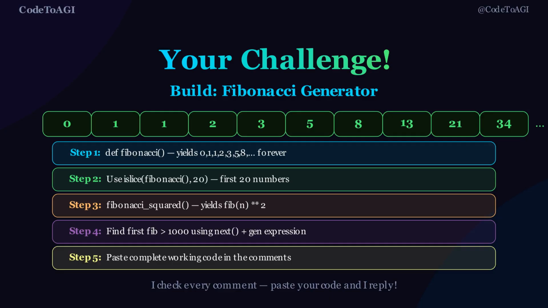Step 4. Write a second generator called fibonacci_square that yields the square of each Fibonacci number. Step 5. Find the first Fibonacci number greater than 1000 using next and a generator expression with a condition.